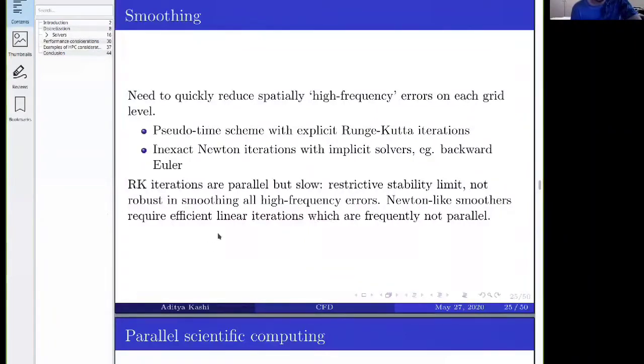Now, the Runge-Kutta iterations are, again, as I said, embarrassingly parallel, but they are slow because they have that stability limit, and they may not be that fast in damping the high frequency errors. The Newton-like smoothers, like backward Euler, are better at this. But again, we need some efficient linear iterations that are also parallel, because we want to solve these on parallel computers. So the implicit smoothing iterations may not necessarily be parallel. And that's what I'll be coming to next.